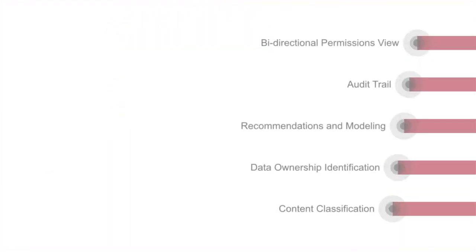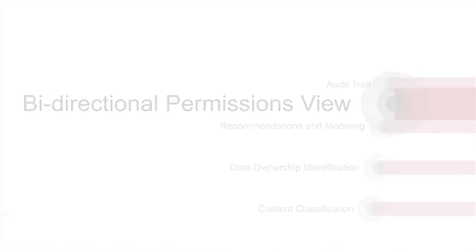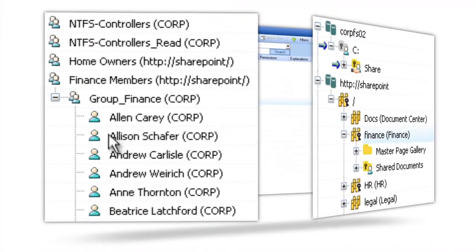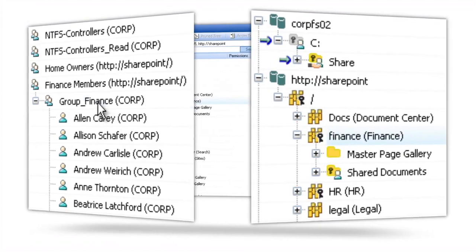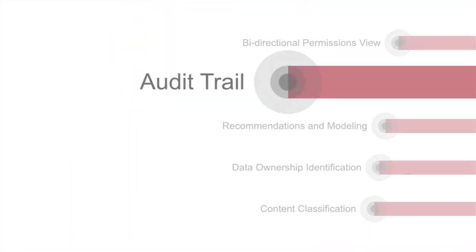DatAdvantage provides 5 key pieces of functionality. The first is a bidirectional view into who can access data. So that means for any folder or SharePoint site, we can see all the users and groups that have access to that SharePoint site, or for any user and group, we can see all the folders and SharePoint sites they have access to.